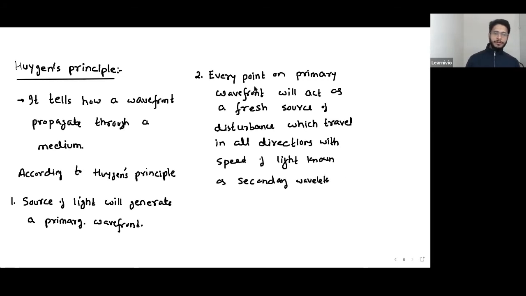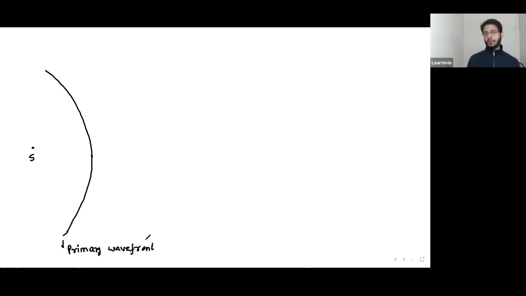So I'm drawing it point by point. This is your source. Your source will generate the first wavefront, the primary wavefront. This is your first wavefront, which is known as the primary wavefront. This primary wavefront is a spherical wavefront if your source is a point source. But if your source is a line source, then this is a cylindrical wavefront.